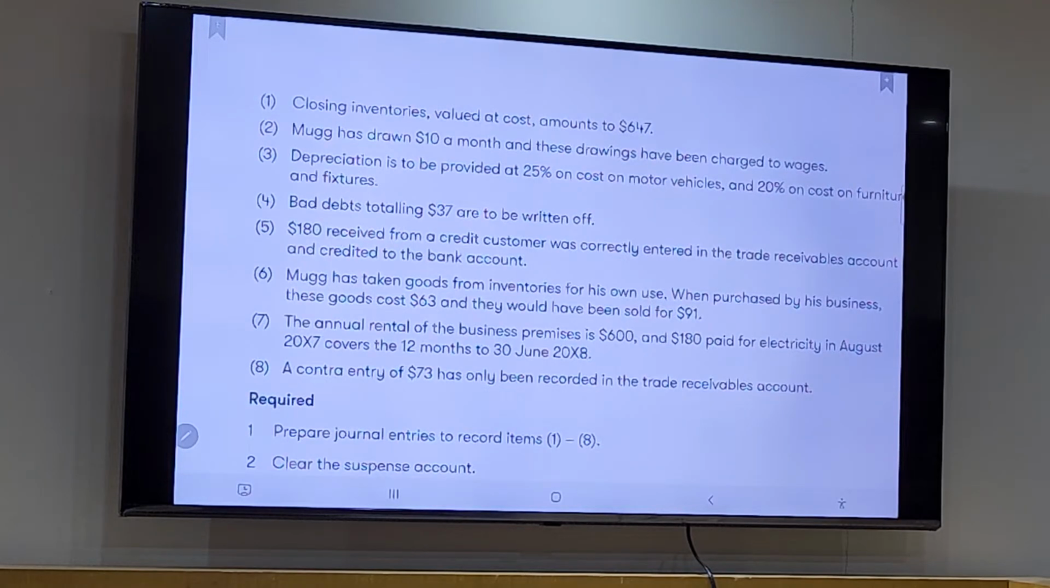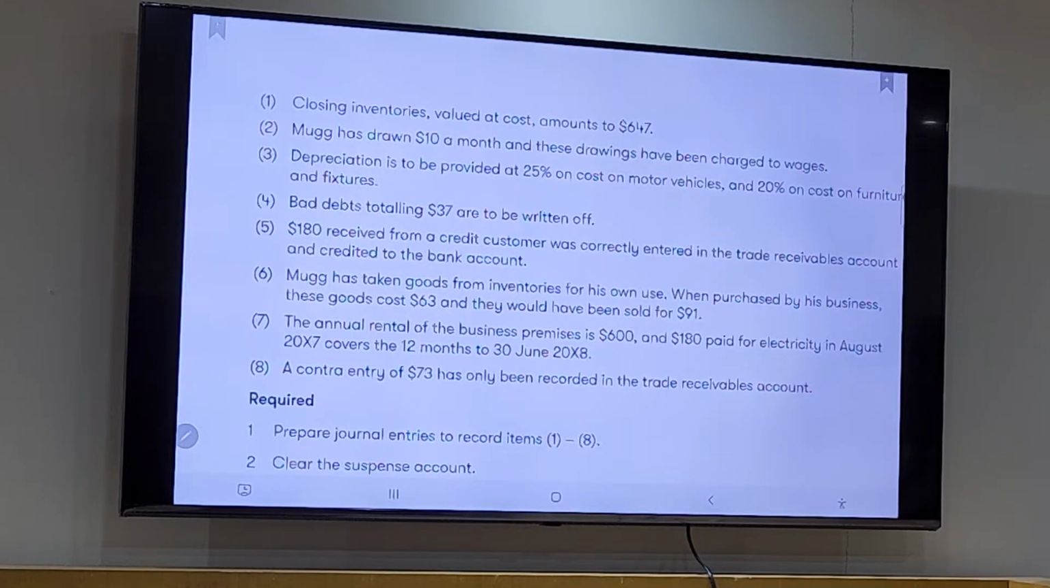Closing inventory valued at cost amounts to 647. MUG has drawn 10 a month, and these drawings have been charged to wages. Depreciation is to be provided at 25% on cost on motor vehicles and 20% on cost on furniture and fixtures. Bad debts totaling 37 are to be written off.